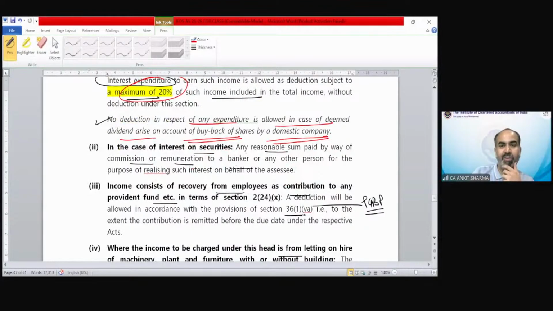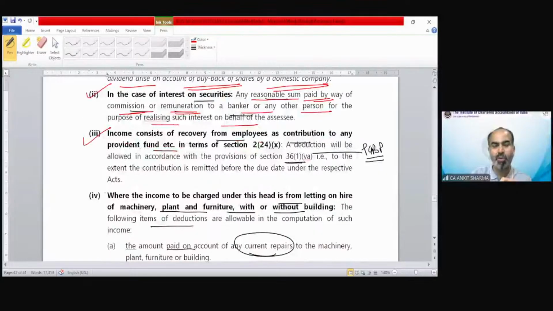In case of interest on securities, any reasonable sum, you have to prove that the expenditure I am claiming is connected to my income up to a certain reasonable basis. You have to produce the documents. The commission you paid, the remuneration you paid to a banker or any other person for the purpose of realizing such interest on behalf of the assessee. So you can go through these provisions. These are general provisions. Income consists of recovery from employee as contribution to any provident fund, etc.